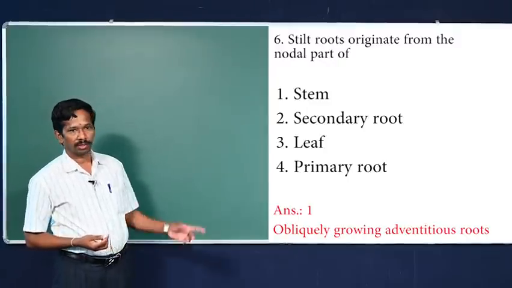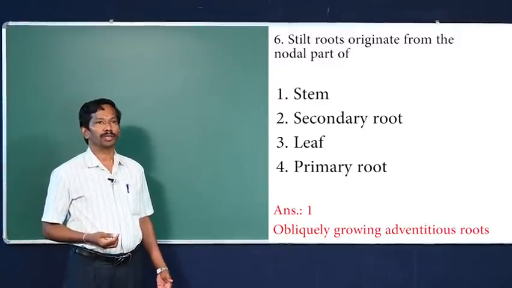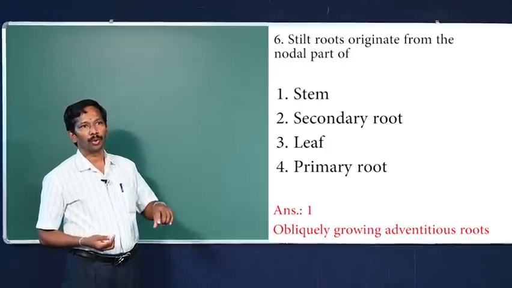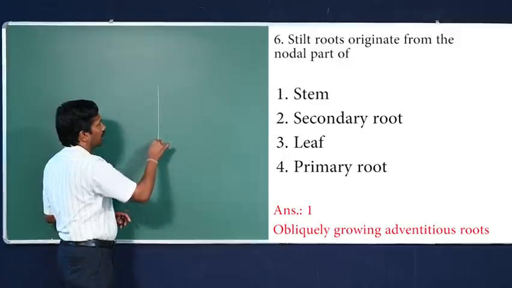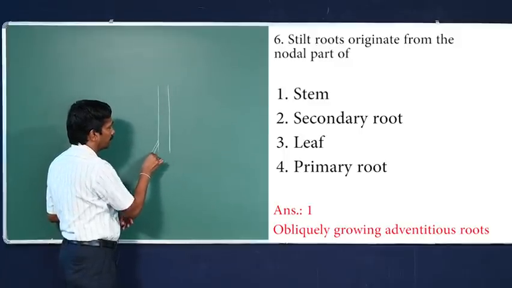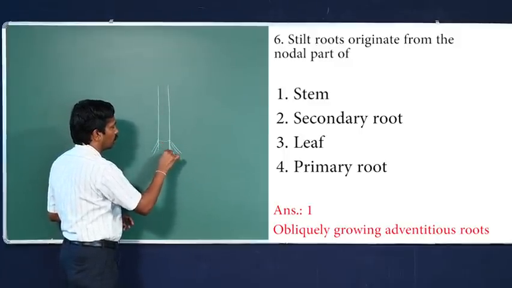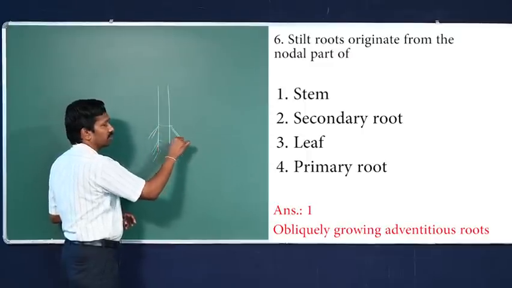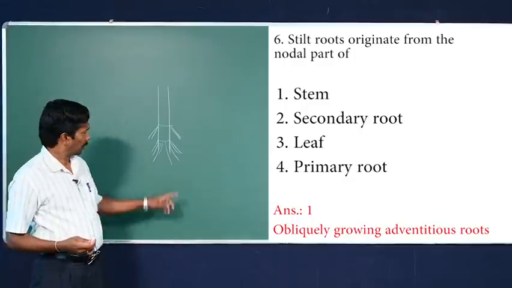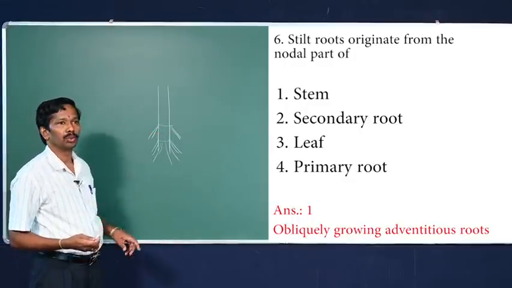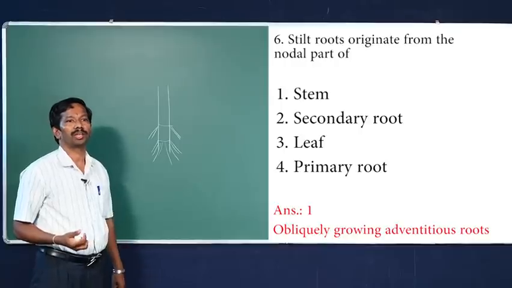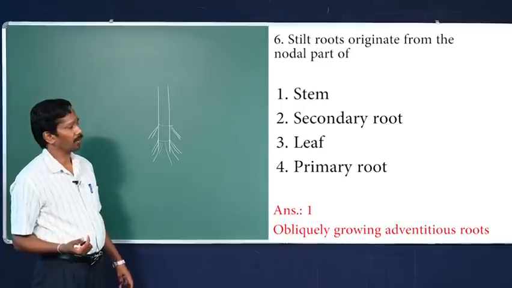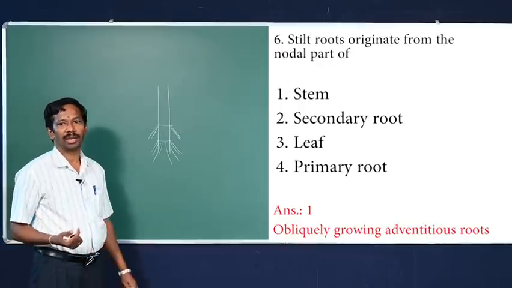Question number 6, connected to prop root. In the case of grasses, maize, sugarcane, the supportive structure develops from the basal part of the plant body, slightly obliquely from the nodal region, and such obliquely growing root system developing from the basal part of the plant body is called stilt roots. And developing from a stem, first option is stem, second option is secondary root, third option is leaf, and fourth option is primary root. So answer is 1, stem.